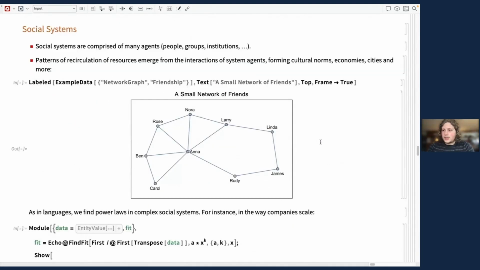Social systems are also complex systems typically, and they're comprised of many agents. They're comprised of different modules, which can be the people, groups, institutions. And within these systems, you have the emergence of patterns of recirculation of resources, and those resources could be material resources, that could be information, and these recirculation patterns emerge from the interactions of system agents, and those form things like cultural norms, economies, and cities, and other anthropogenic phenomena. So here, for example, is just for illustration, a small network of friends.